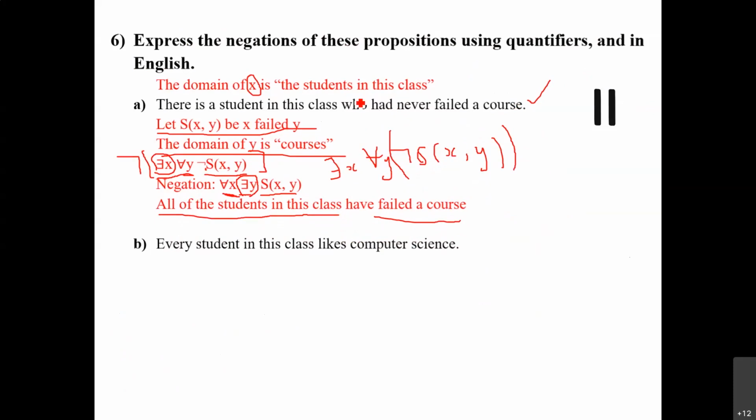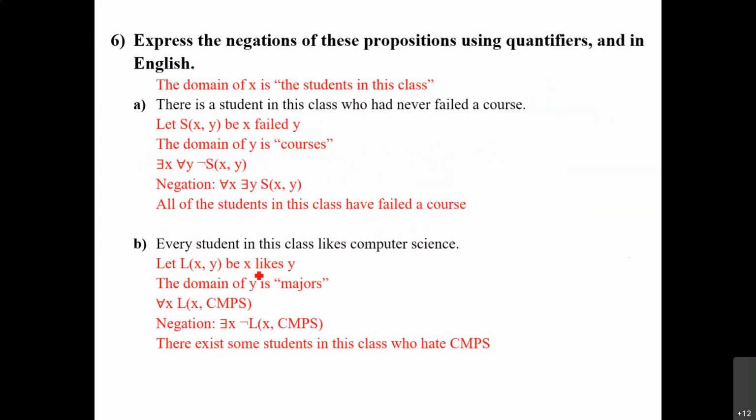Okay. Let's check the solution on this. Again, remember, the whole purpose here is you want to find the negation of these propositions. So first, you'd actually have to translate them into predicates and propositions before you can do the negation. So let L of xy be x likes y. Domain of y is majors. So computer science is a major. This is like before. Should I specify the subject or should I specify it as food? And so on.